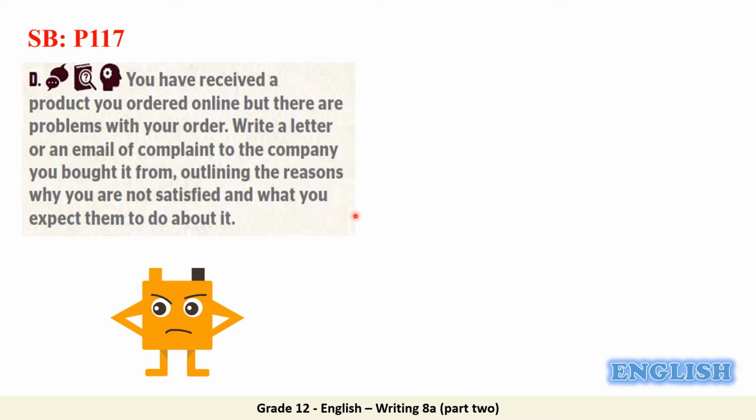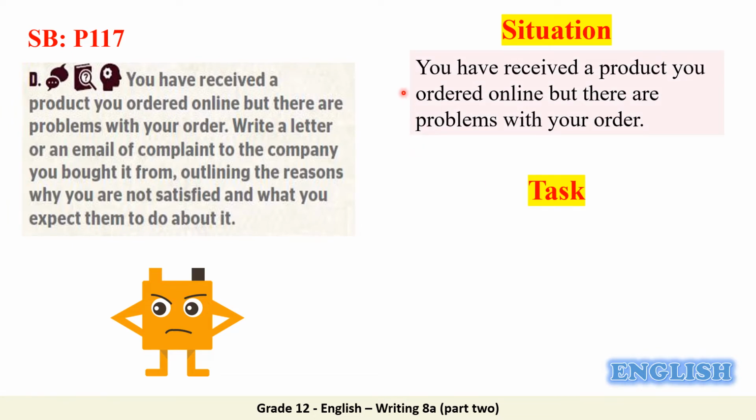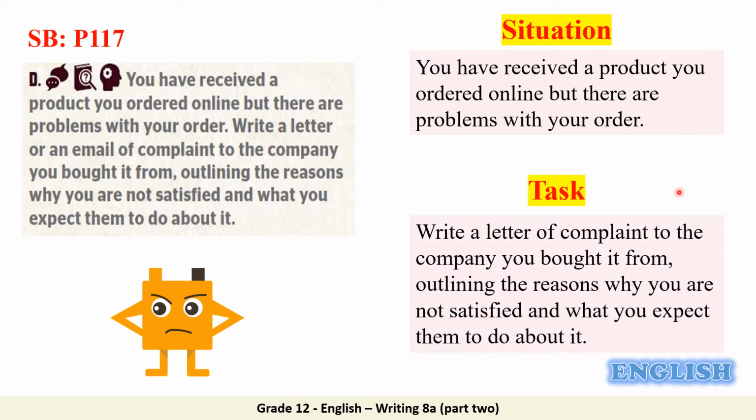This question can be divided into two main parts: a situation and a task. So, the situation is that you have received a product you ordered online, but there are problems with your order. The task is what you should be doing. You should write a letter of complaint. So, the next time you read a writing prompt or a writing question, make sure you understand where the situation is and what you're supposed to be writing about in your task.